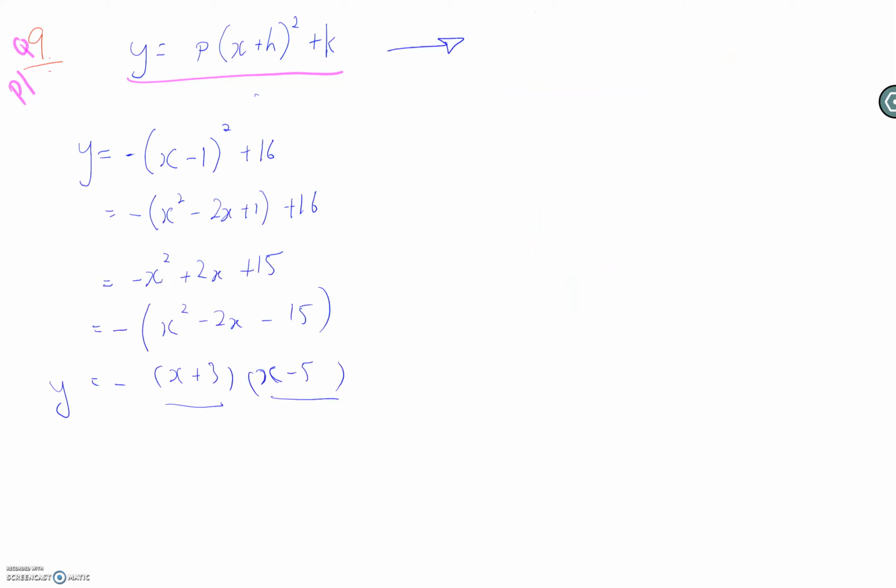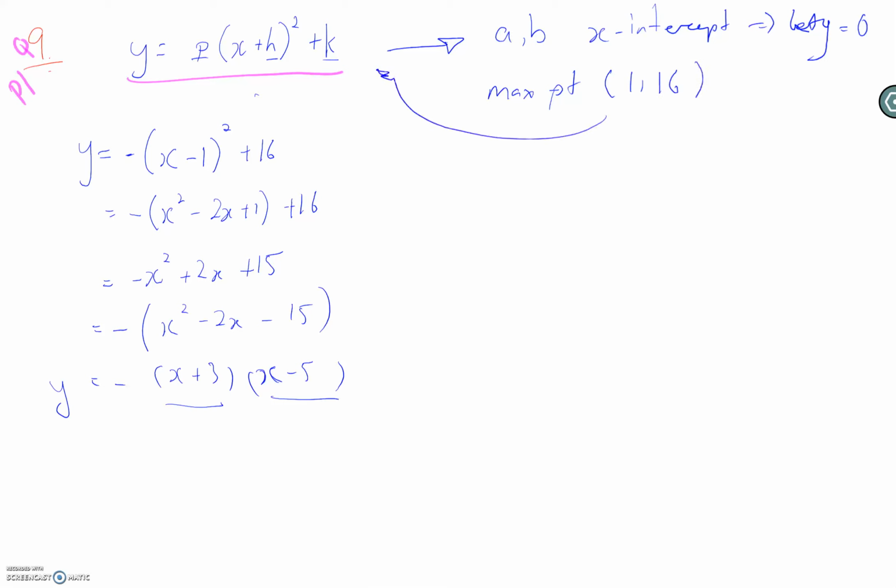How do you solve this question? You know that A and B are the x-intercept, right? So x-intercept means I will let y be 0. But if I let y be 0, I have so many unknowns here, then cannot do. But I know my maximum point. Maximum point is 1, 16. Which means I can sub back into the equation, right? And I also know that the coefficient of x squared is minus 1. So I know that y is equal to minus x minus 1 squared plus 16. This part you understand?